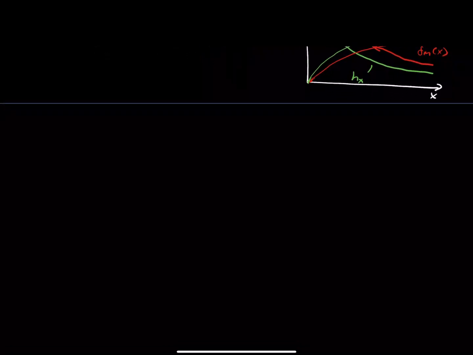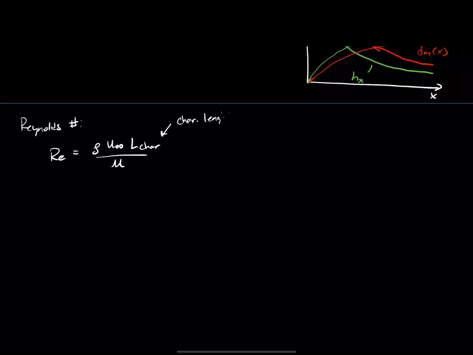So remembering back to fluids again, remember what our definition of Reynolds number is. The Reynolds number is that ratio, but specifically it's saying rho times u infinity times some characteristic length, let's call this L characteristic, divided by mu. This is just the definition of Reynolds number. This characteristic length is something that we have to decide, right?